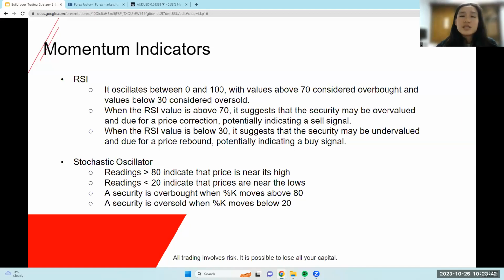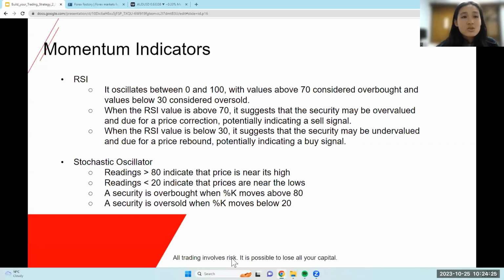So how it works is it oscillates between 0 and 100, with values above 70 considered overbought, values below 30 considered oversold. When the RSI value is above 70, it suggests that the security may be overvalued and due for a price correction, potentially indicating a sell signal. When the RSI value is below 30, it suggests that the security may be undervalued and due for a price rebound, potentially indicating a buy signal. I'll show you an example in the next slide.